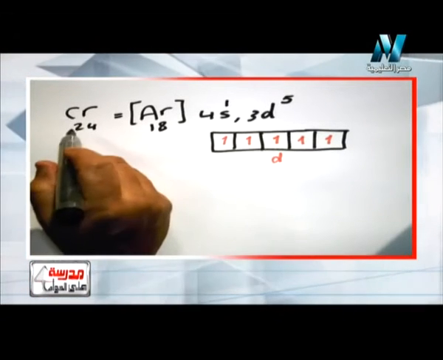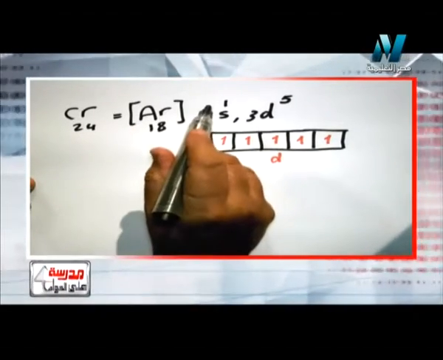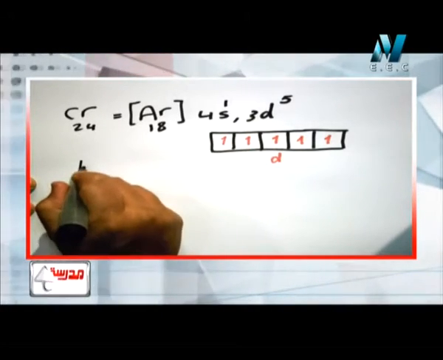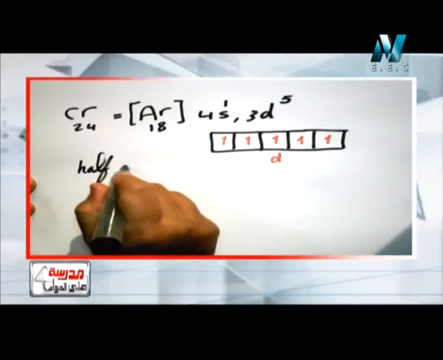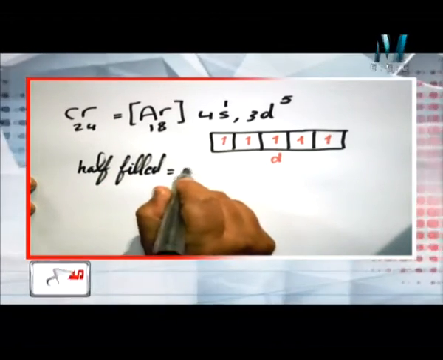So when we write the electronic configuration of copper, we write argon 18, 4s1, not 2, and 3d10 to be completely filled, with less energy and more stable.